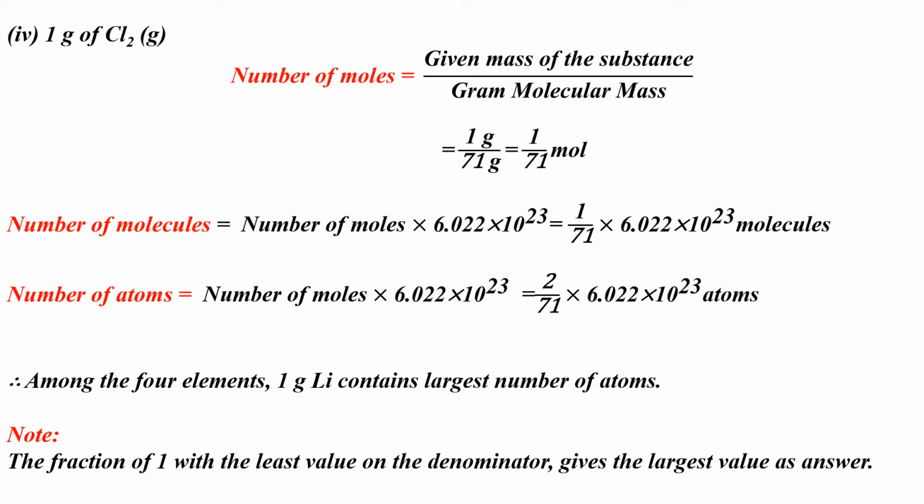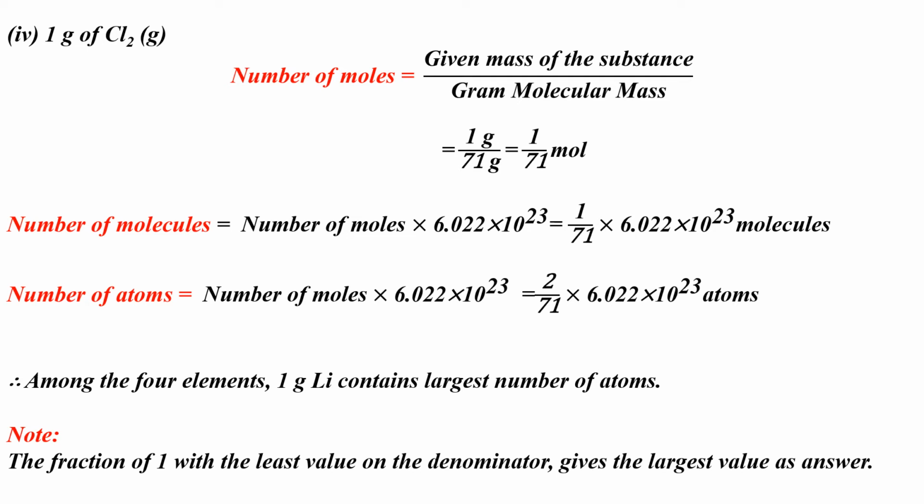Since Cl2 is a molecule, we use the formula number of molecules equal to number of moles into Avogadro's constant to find out the number of molecules present in 1 gram of Cl2 first. Okay, so how do you do that? In place of number of moles, you write 1 by 71 and you get 1 by 71 into 6.022 into 10 power 23 molecules as the number of molecules present in 1 gram of chlorine.